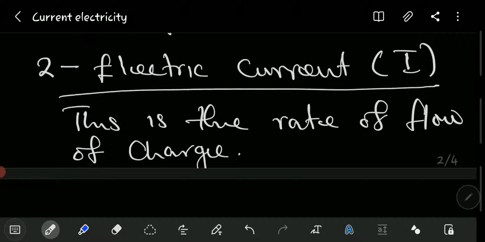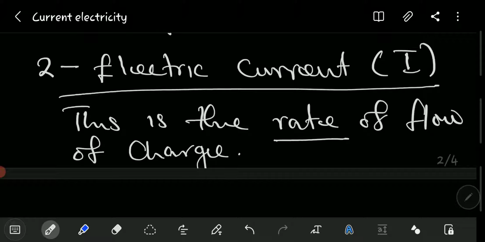Now, we need to understand this statement very well. The rate. So what does rate mean? It means how much of a given substance is, let's say, passing through a given point every given time. So rate is just how much is passing, let's say, every second. How much is passing every second, or how much is passing every minute, how much is passing every hour.